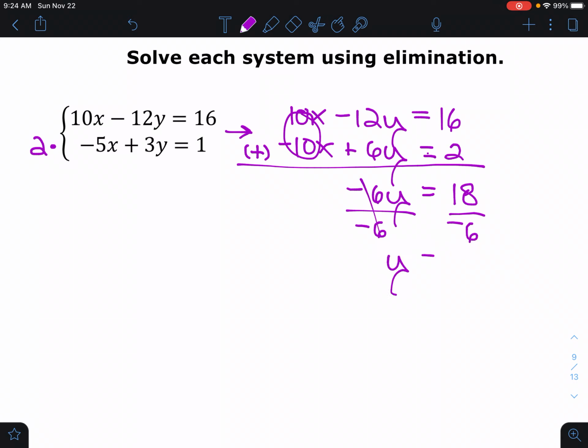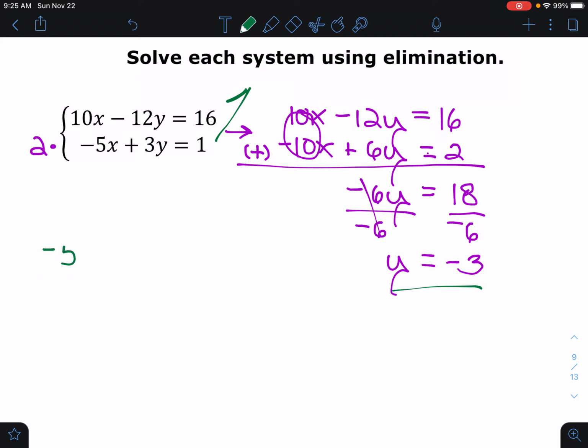And we get y equals negative 3. All right, great. Now what we need to do is take this value here and plug it into one of these two original equations. It actually does not matter. Pick the one that looks better to you. I like the bottom one here because it's a little smaller numbers. It does not matter again though.